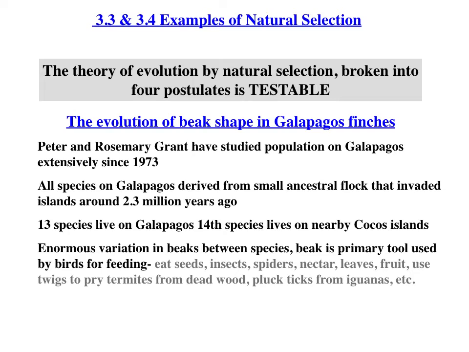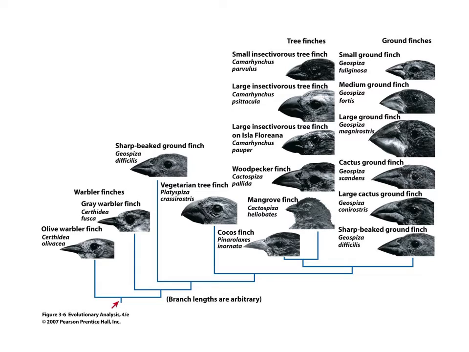We have two different species of iguanas in the Galapagos, a marine iguana and a land iguana, and there is a species of finches that specialize on eating ticks from the iguanas. So lots and lots of variation, a very nice system to study if you're going to be studying evolution, and that's what the Grants did. It was an academic couple that made a career of the Galapagos.